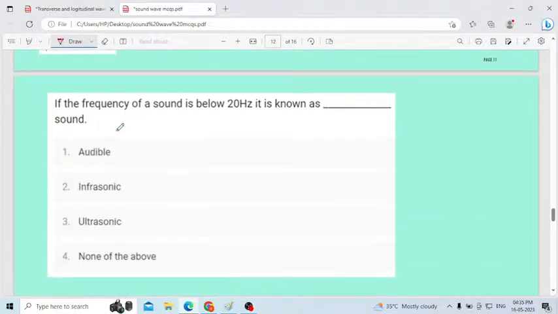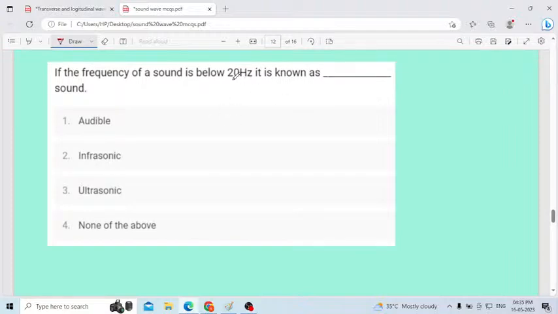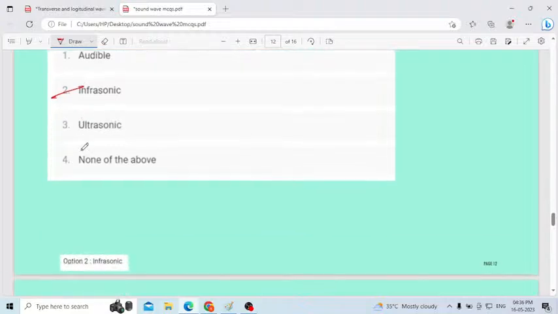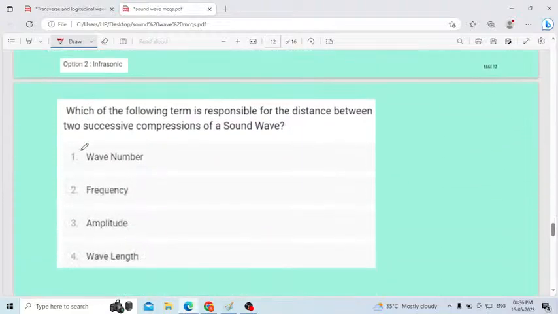If the frequency of sound is below 20 hertz, it is known as audible, infrasonic, ultrasonic, or none of the above? Infrasonic. Correct now?